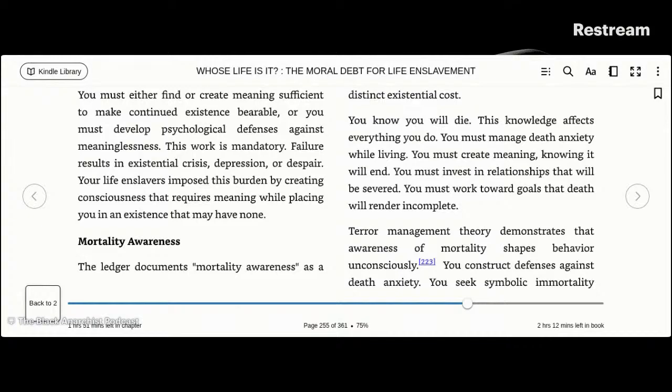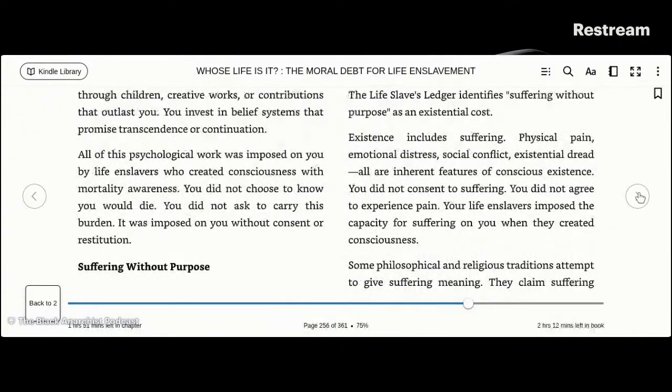Terror management theory demonstrates that awareness of mortality shapes behavior unconsciously. You construct defenses against death anxiety. You seek symbolic immortality through children, creating works or contributions that outlast you. You invest in belief systems that promise transcendence or continuation. All of this psychological work was imposed on you by life enslavers who created consciousness with mortality awareness. You did not choose to know you would die. You did not ask to carry this burden. It was imposed on you without consent or restitution.